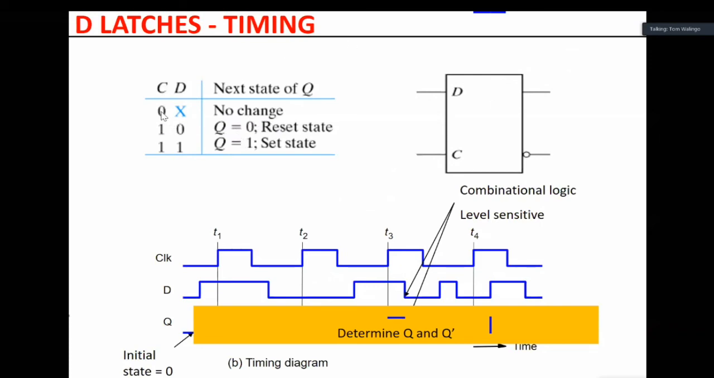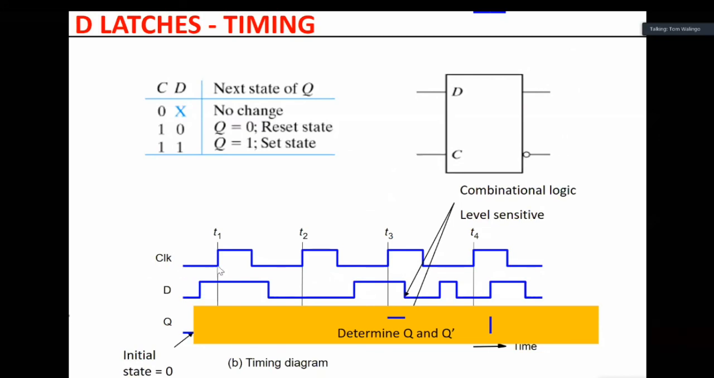When C is low, there is no change. It is in memory. When C is 1, it is enabled. If D is 0, Q is 0. If D is 1, Q is 1. Simple, it's transparent. So you come here. The clock is our C. That C is becoming a clock. Later it will be a clock. So that is our C.